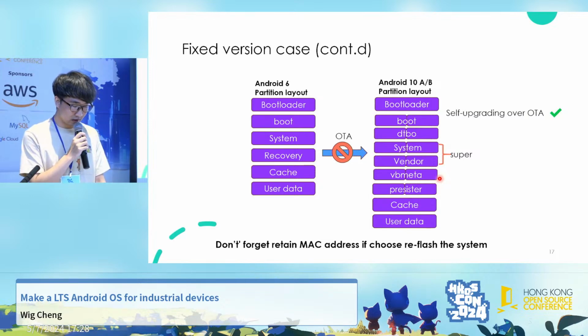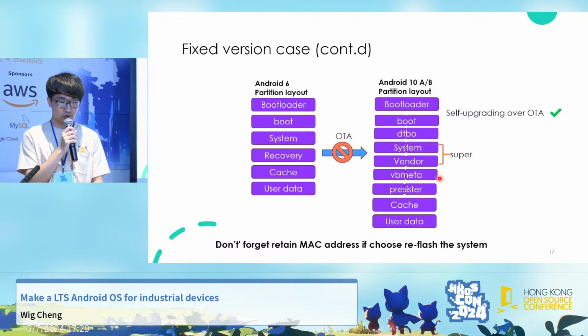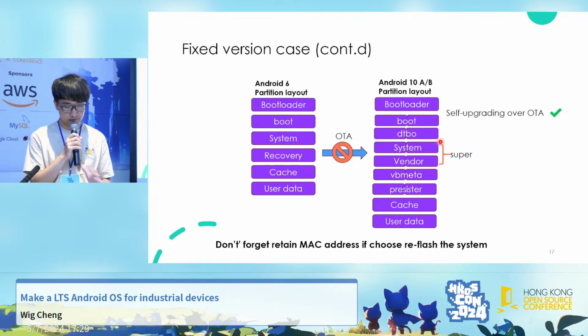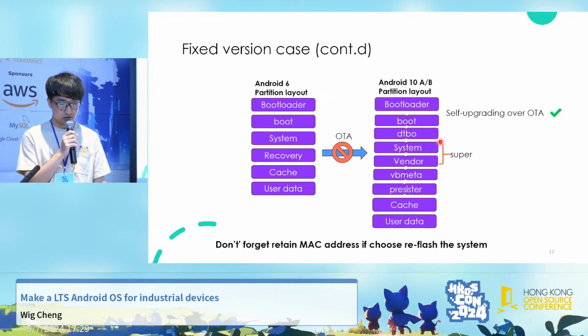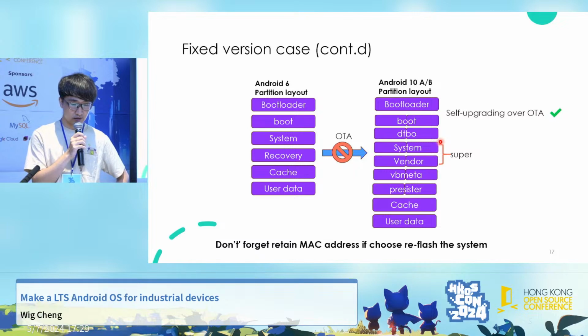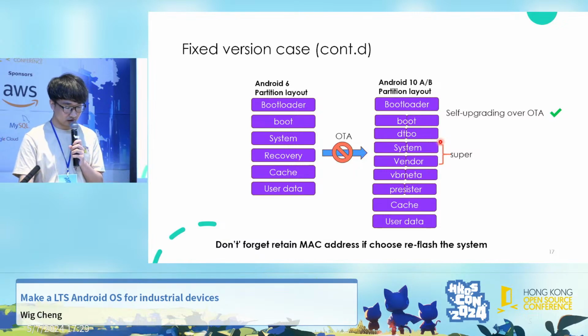Okay, so let's focus on the partition layout. It's because it's a very classic case. Android 6 belongs to before Android Treble, and Android 10 belongs to after Android Treble. So the partition layout is totally different. It means you cannot update the OS over OTA directly. So after discussion with the customers, they accepted updating the OS by refreshing the system. Yeah. And we also provide a self-upgrading over OTA solution on Android 10 only.